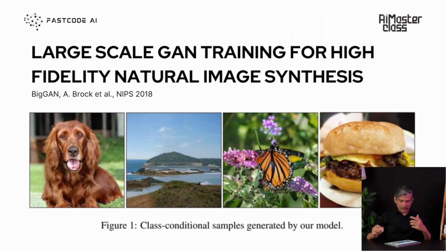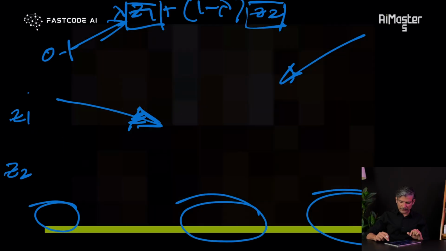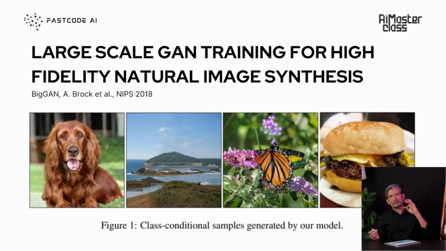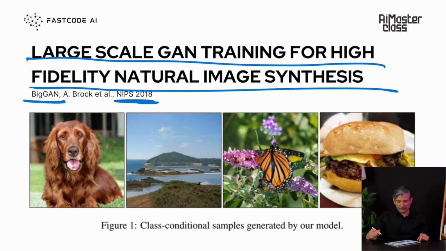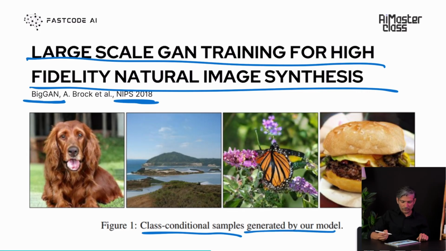Now, what the previous people did here, progressive GANs, they were able to generate it for faces. They were able to do single classes. For example, you could do, let's say, cars, you could do bicycles, but the output was not as good, and they still couldn't use one model with different class labels for all classes. And the BigGAN was the first such paper in 2018 in Europe, where they could do this large scale GAN training for high fidelity natural image synthesis, where they could generate class conditional samples generated by the model.